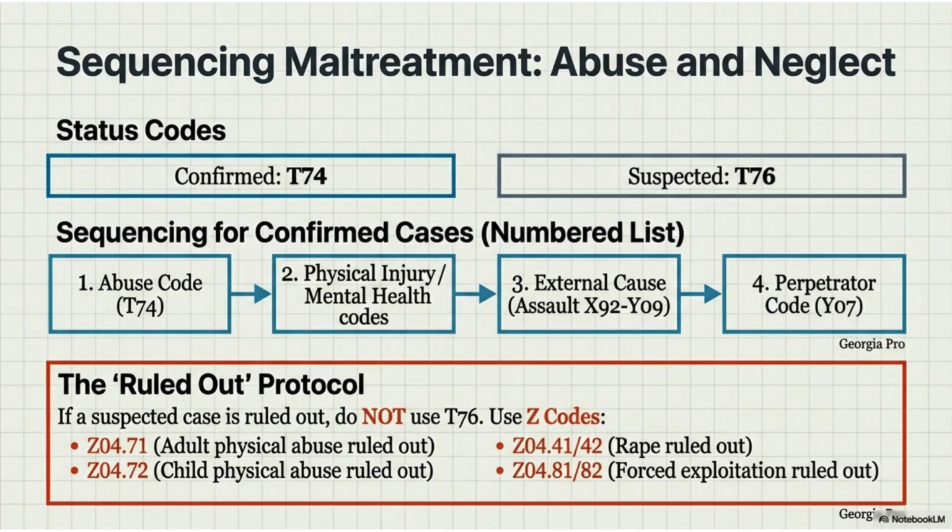Now, if the situation was only suspected and later ruled out, we don't use the T76 category at all. Instead, we assign the appropriate Z04 code to document that abuse, rape, or exploitation was evaluated and formally ruled out. This keeps the record accurate and compliant with coding guidelines.